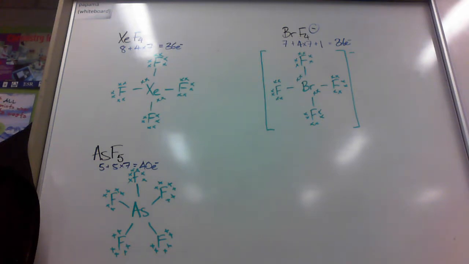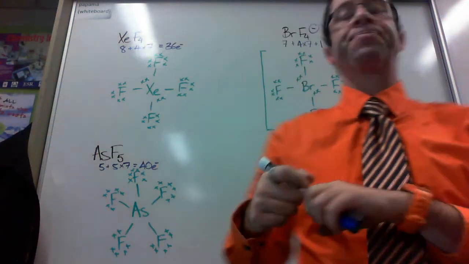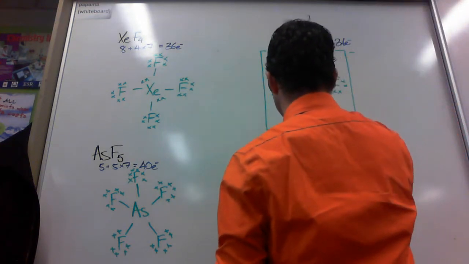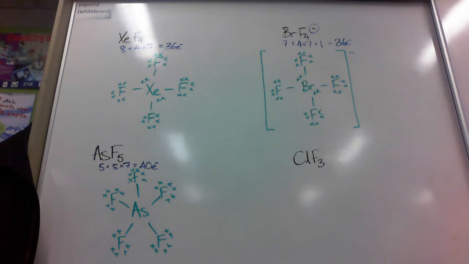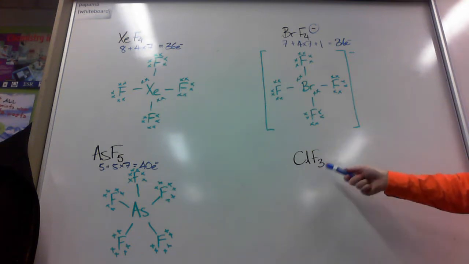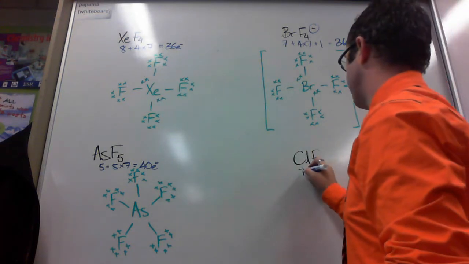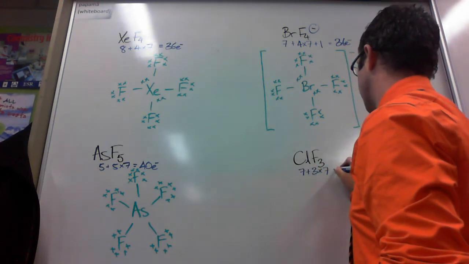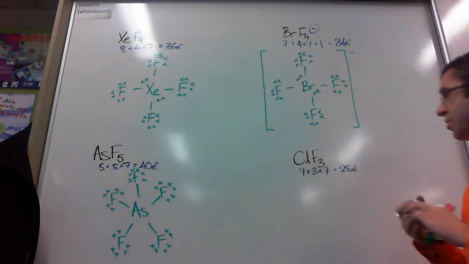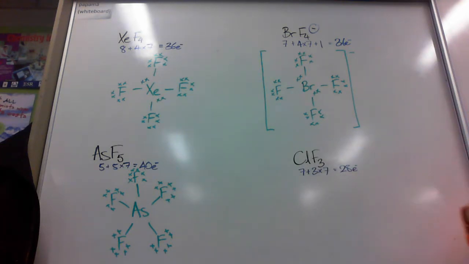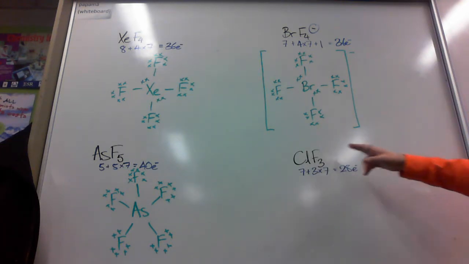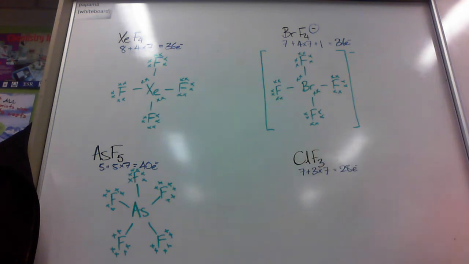The last one is one that I chose just because I know it's a little bit different to these ones. Not grossly different, but it is a little different. And that's chlorine trifluoride, ClF3. And here I've got 7 plus 3 times 7 is 28 electrons. Chlorine is further down the periodic table, so I know it's going to be the central atom in this case because the valency of both of them is 1. So chlorine in the middle.